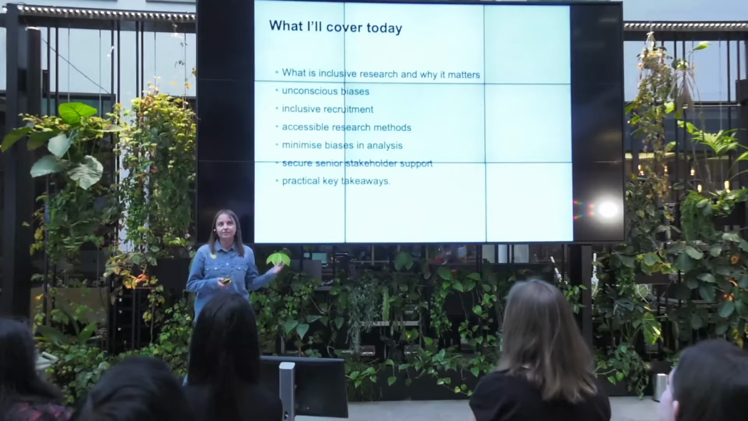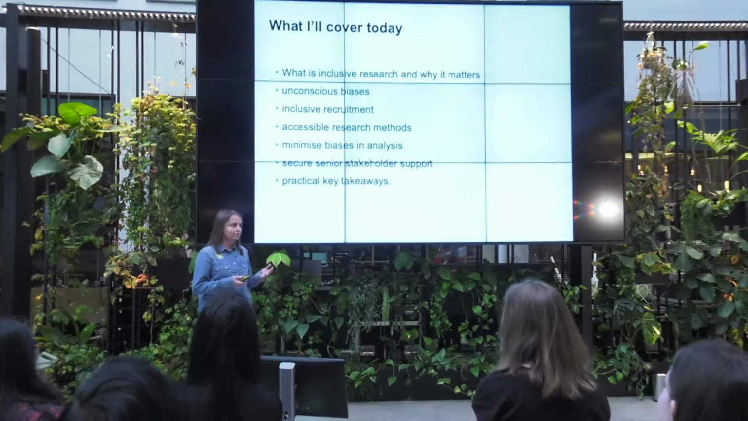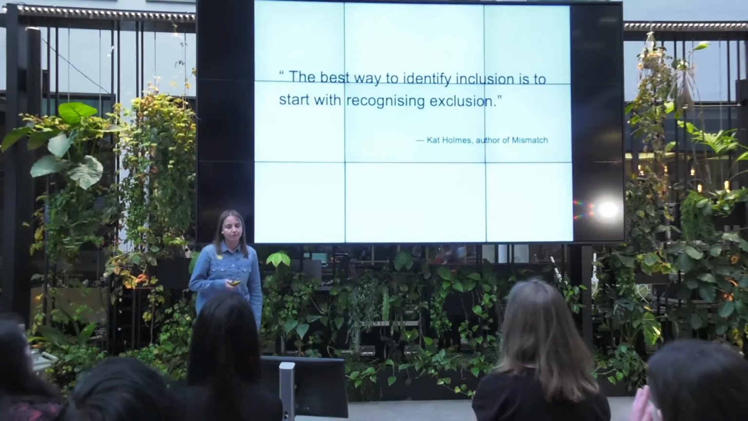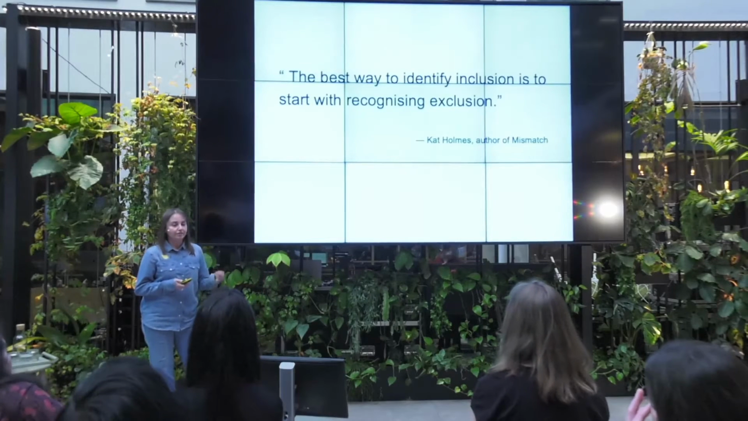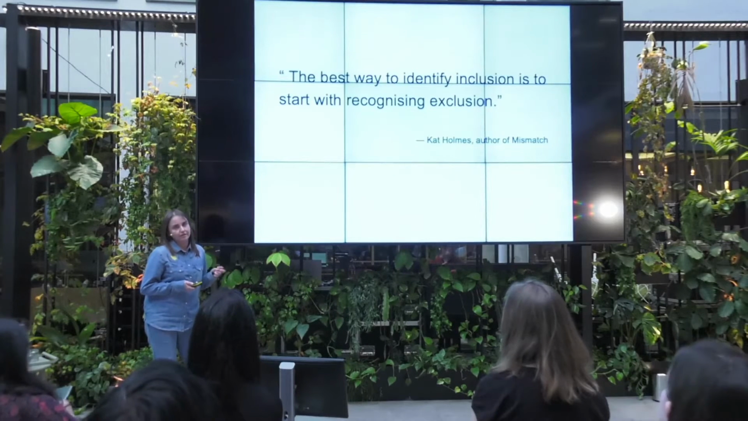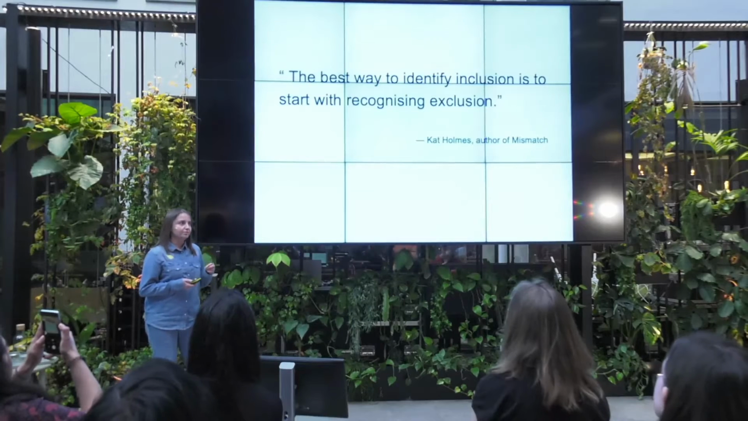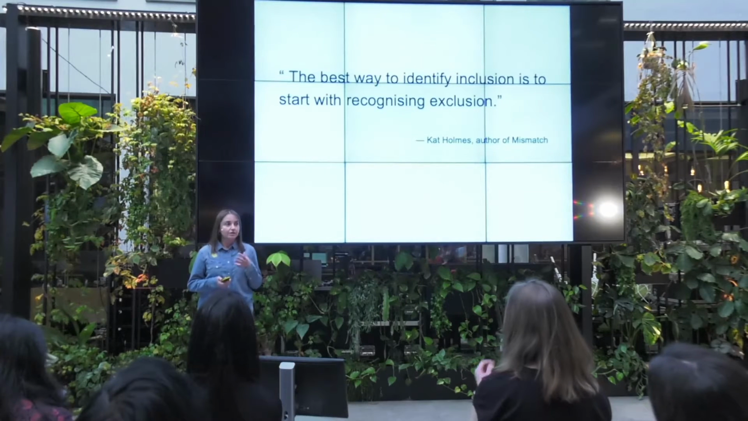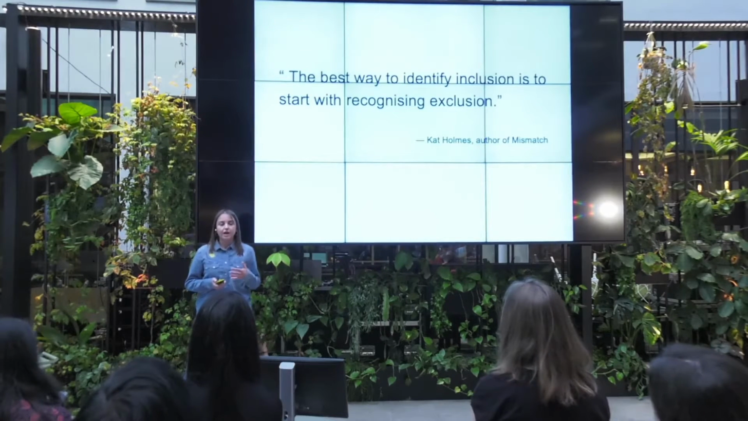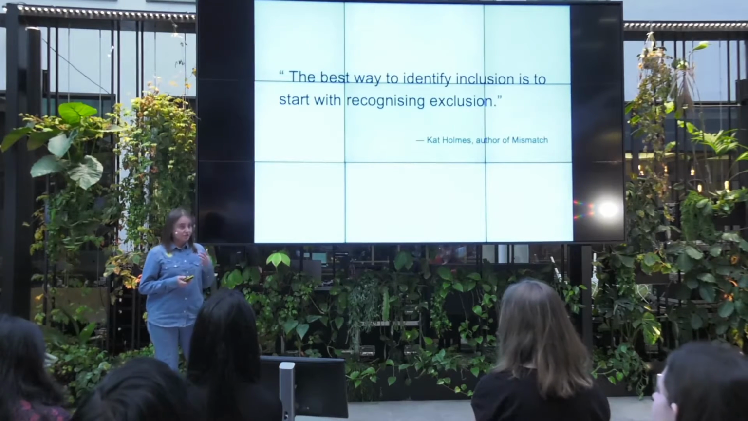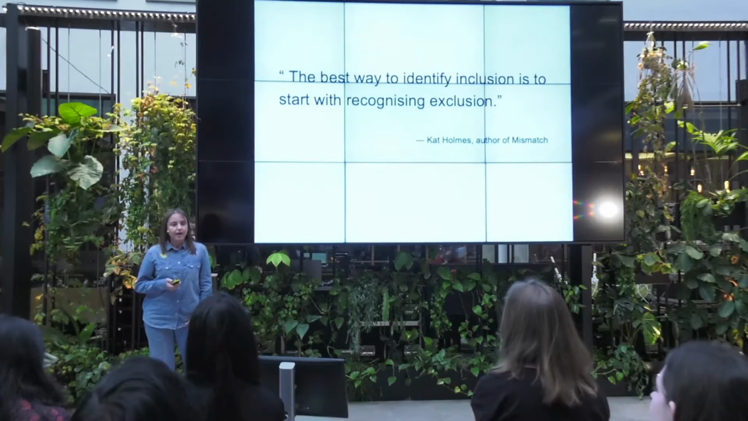So there are different definitions out there about what inclusion means, inclusive design, even the word, is this the right word? But I quite like this quote by Kat Holmes. And she says, the best way to identify inclusion is to start with recognizing exclusion. So I have found this to be the easiest way to start with inclusive research or inclusive design. Just ask ourselves, just ask our teams, who are we excluding with this research? Who are we excluding with this design? And just start the conversation this way.